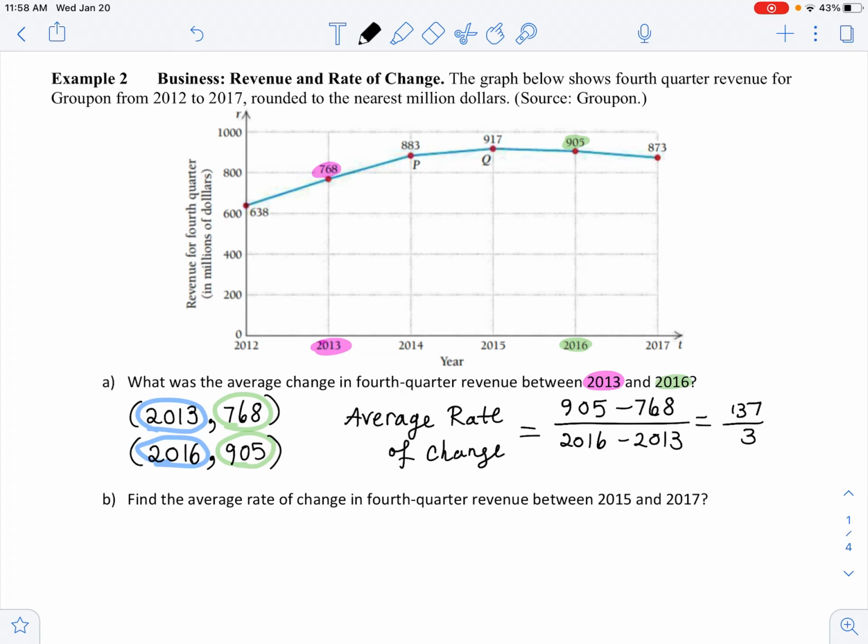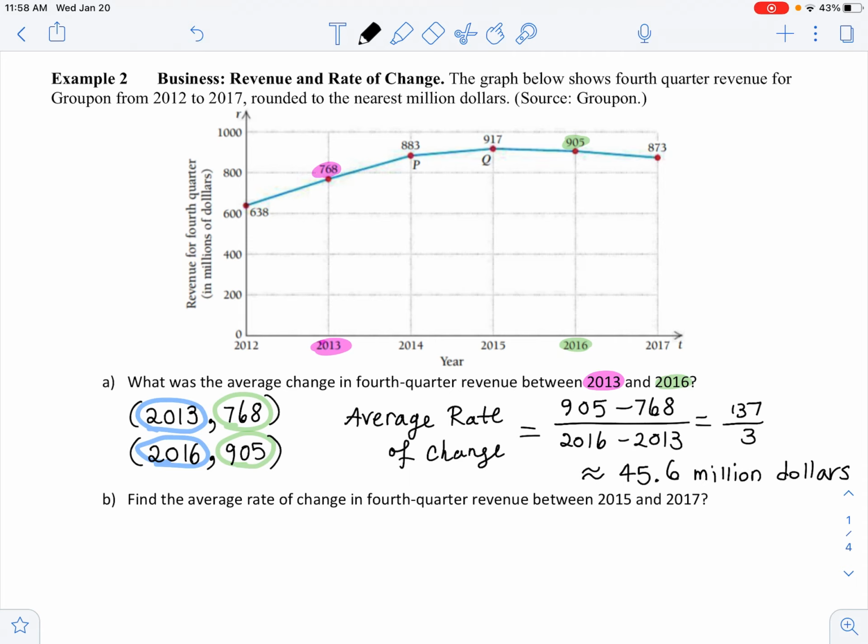So if I divide the numerator by 3, this is what I got. It's a repeating decimal. I got approximately $45.6 million. That will be my answer. They did not really say anything about rounding, so I'll just go ahead and say 45.6 repeating million dollars. Okay, but that's how you find the average rate of change, and that is just really the slope formula.